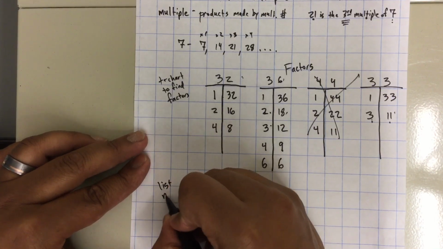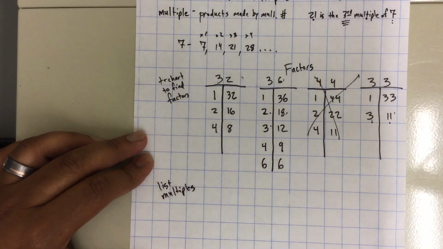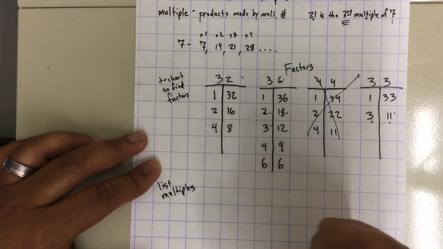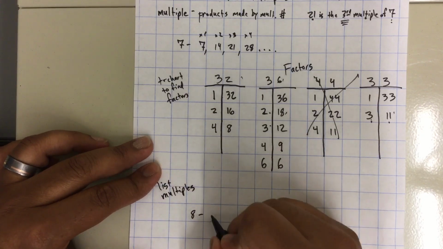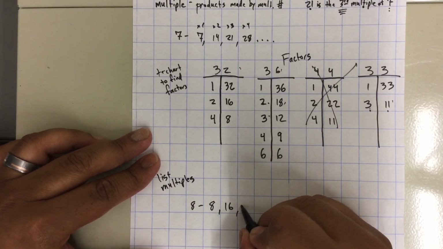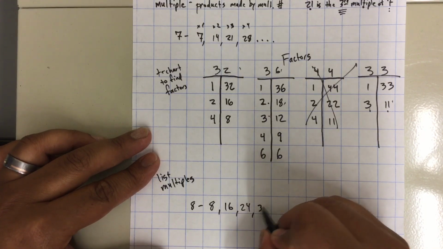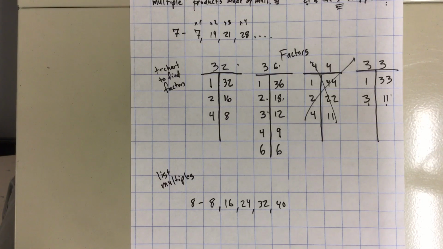list multiples. This is literally just skip counting. So if I wanted to find multiples of 8, I would say 8 times 1 is 8. 8 times 2 is 16. 8 times 3 is 24. Times 4 is 32. Times 5 is 40. You continue that list for as long as is useful.